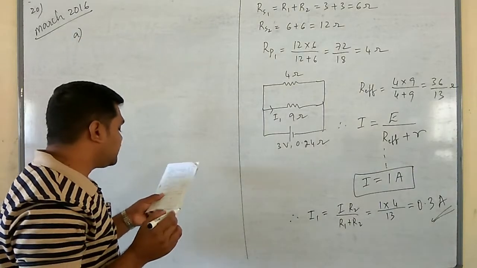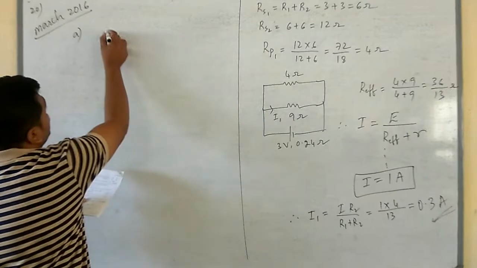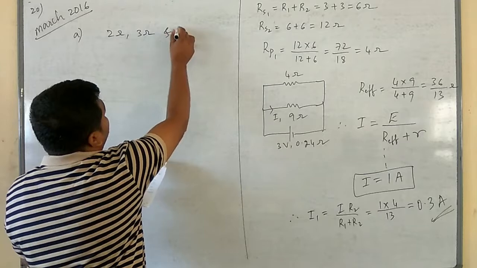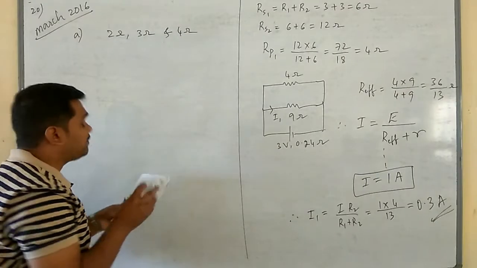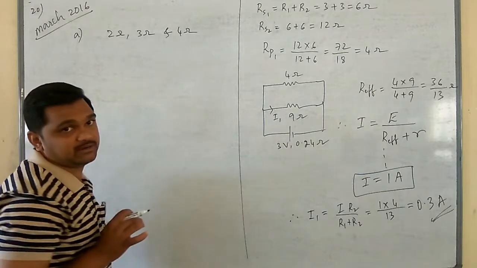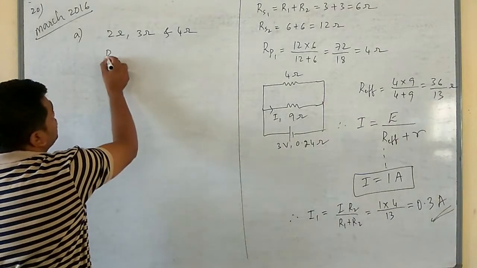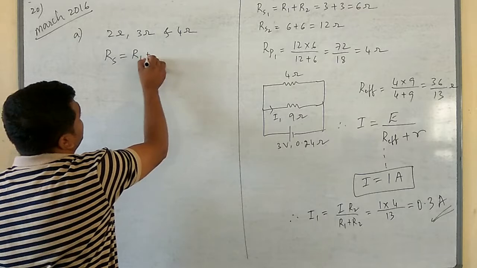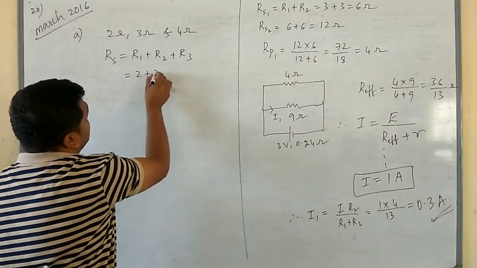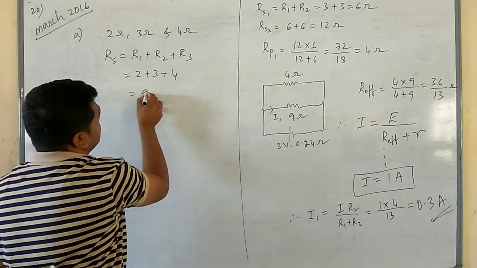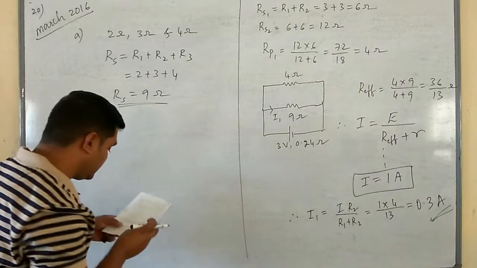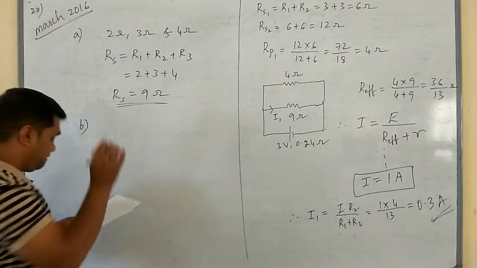Case A: 3 resistors of resistance 2 ohm, 3 ohm and 4 ohm are combined in series. What is the total resistance of the combination? Okay, so we have the formula Rs is equal to R1 plus R2 plus R3, which gives us 2 plus 3 plus 4, which is 9 ohm. Very simple problem.